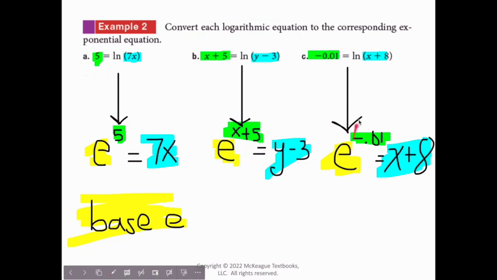Third example, we have the natural log of x plus 8. We're using natural log, so I know my base is e. Since it's equal to negative 0.01, I know that that's my exponent when it's in exponential form. And my argument is x plus 8, so I need to set e to the negative 0.01 equal to x plus 8.